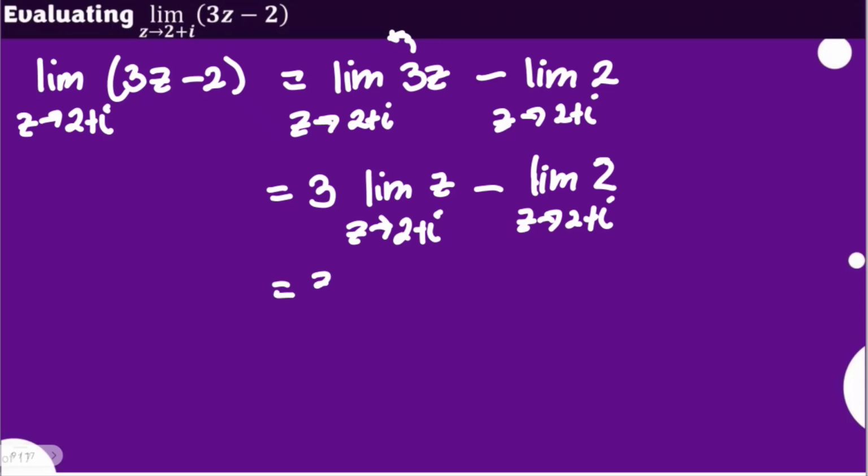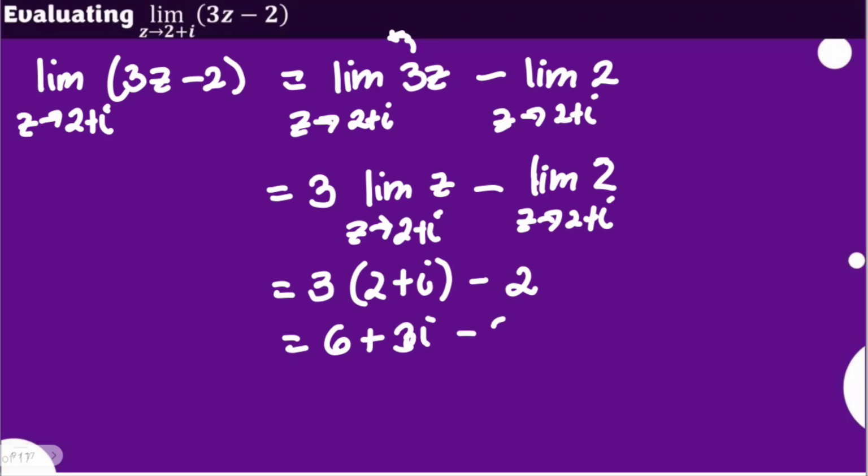We know this to be 3. And we have here our z, as this is the value. So we have here 2 plus i, minus the limit of the constant, which is the constant itself, true for both functions involving real numbers and complex functions. So basically this is just equal to 6 plus 3i minus 2, which can be combined into 4 plus 3i. That's 6 minus 2 plus 3i. We combine the real parts of the values here. So this is the limit of our 3z minus 2 as z approaches 2 plus i.